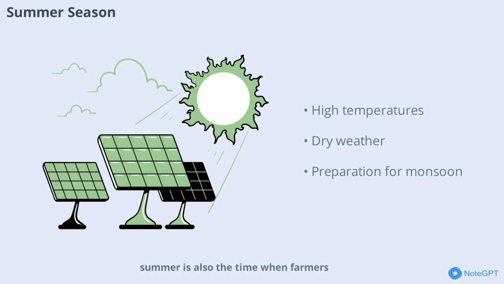Despite the heat, summer is also the time when farmers prepare their fields for the upcoming monsoon, hoping for good rains to support their crops.